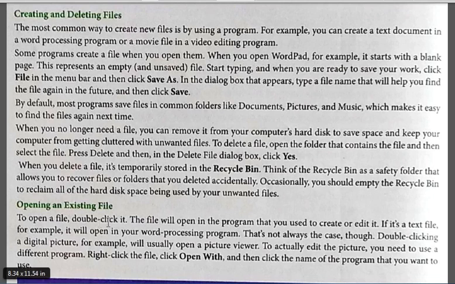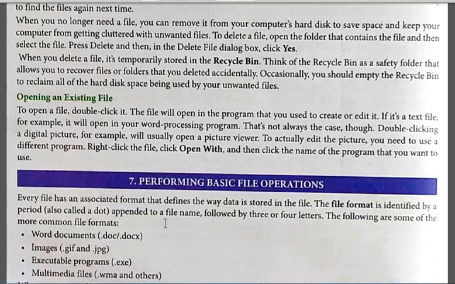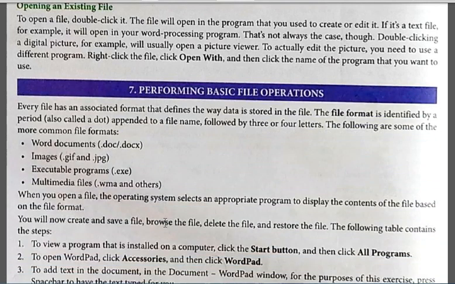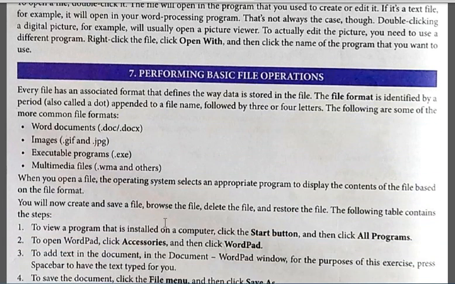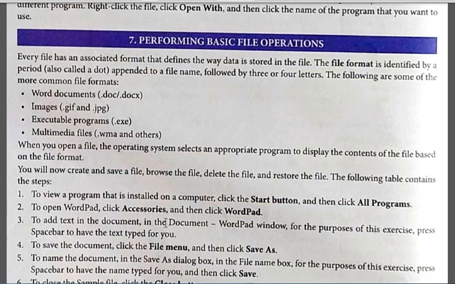Next is opening an existing file. You can open the file by double clicking on it. The file will open in the program that you used to create it. Next is performing basic file operations. Every file has a different format that defines the way data is stored in the file. The file format is identified by a dot followed by 3 or 4 letters.